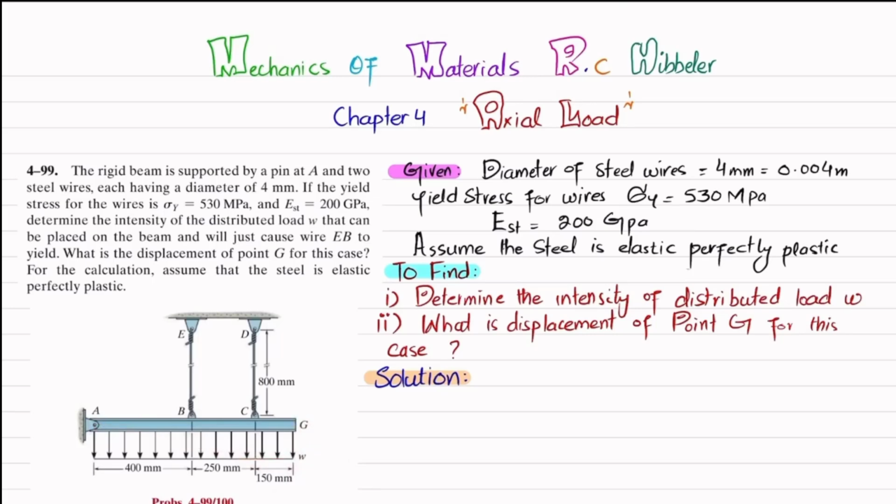So what will be the first step? The first step is that if you remove this pin support at point A, you will have a reaction force which is equal to RAY, and there will be a horizontal reaction force RAX. Similarly, if you remove this wire BE, there will be a vertical reaction of this wire EB on this beam, which is FEB, and similarly for CD, the vertical reaction force offered by this wire CD will be equal to FCD on the beam.